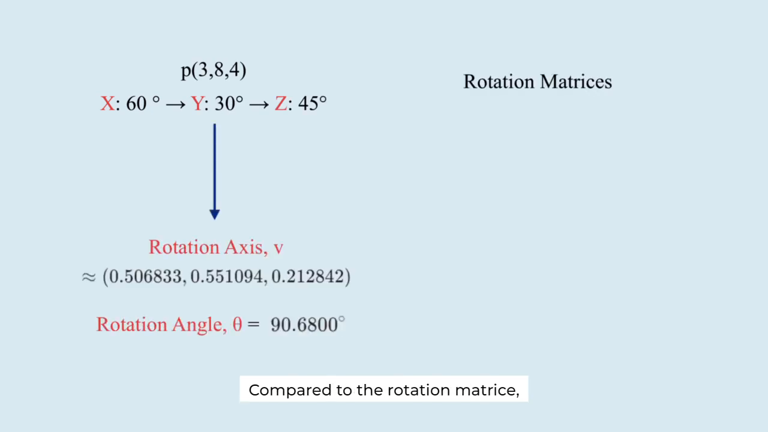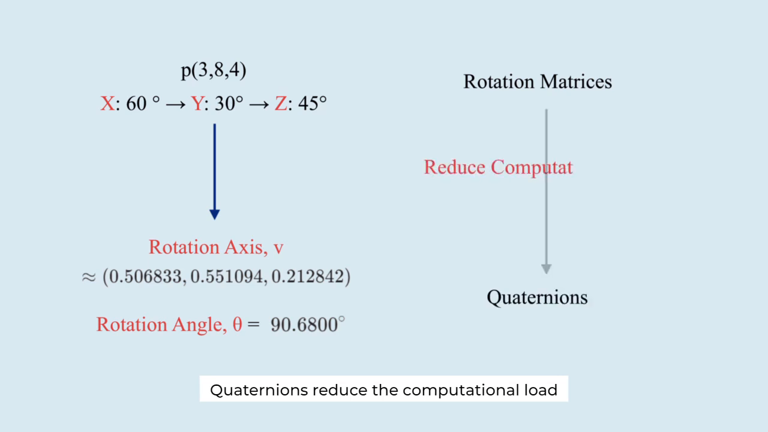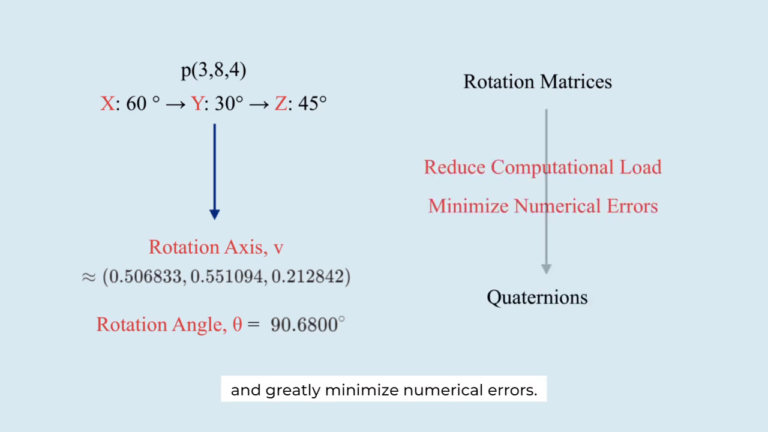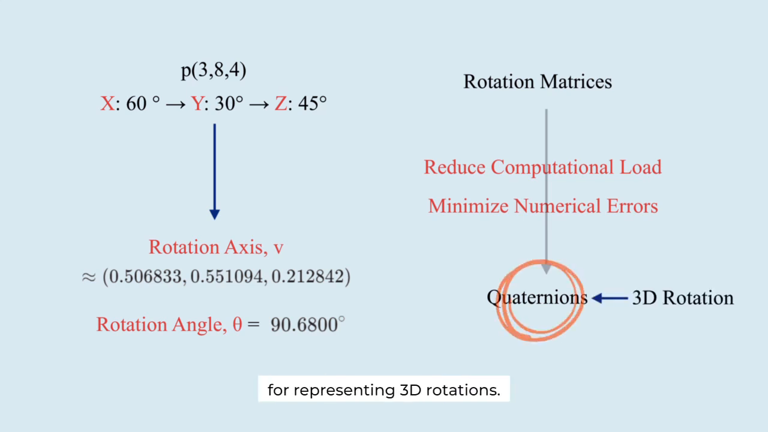Compared to rotation matrices, quaternions reduce the computational load and greatly minimize numerical errors. This is exactly why quaternions are so useful for representing 3D rotations, and they are widely known to solve a notorious issue in 3D graphics and robotics, gimbal lock.